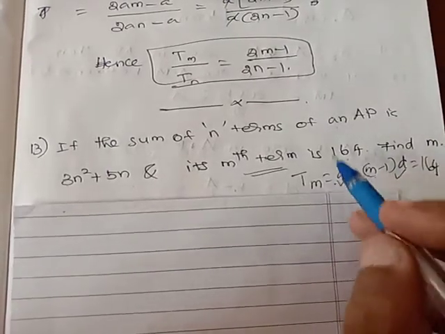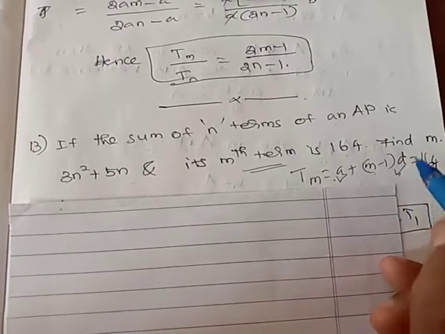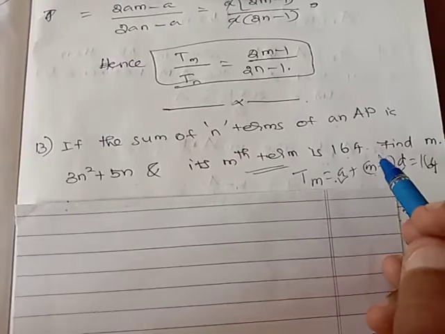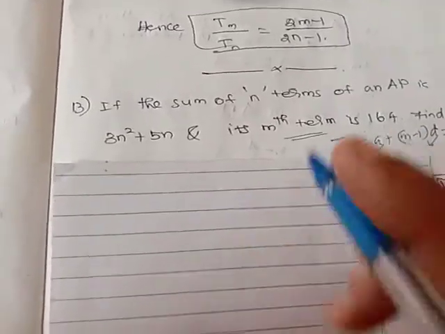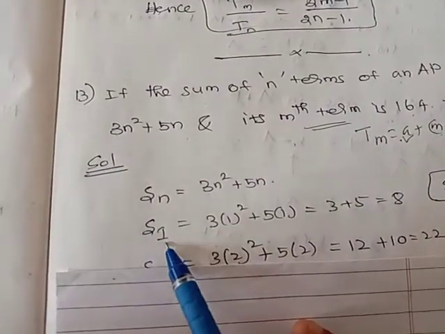If we calculate the a and d values, then we can find out this m value easily. So our aim is to calculate the first term of an AP and the common difference of the AP. In order to get the common difference, we must know the second term as well. So d can be calculated using the T2 minus T1 formula. So we are calculating the first term, the sum of one term, that is the first term.